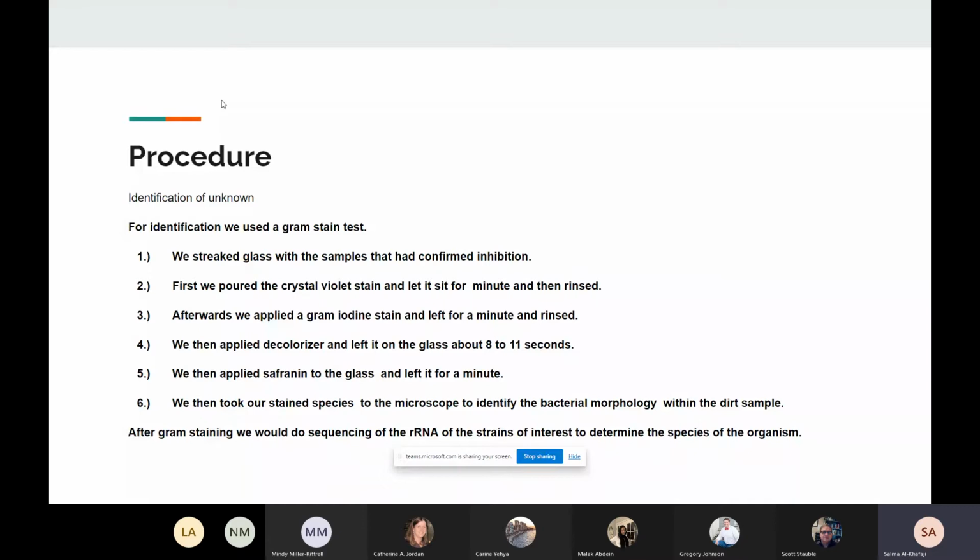And typically after dirt sampling, we would do sequencing of the rRNA of the strains of interest to determine the species of the organism. But unfortunately, in this internship, we didn't have the time to do that.